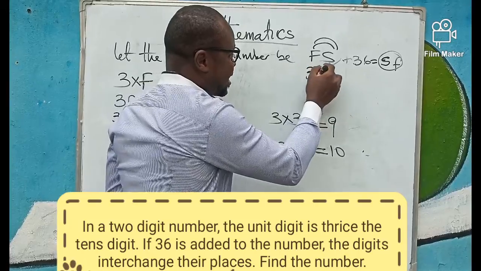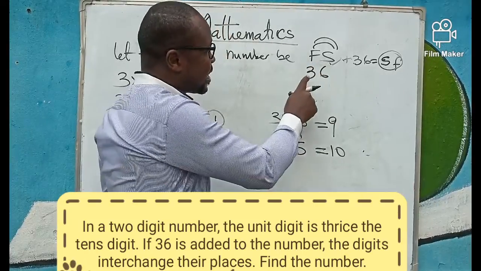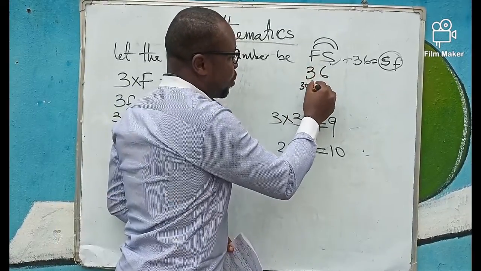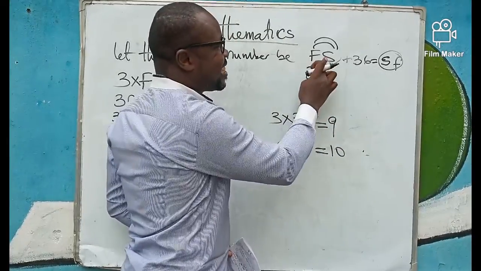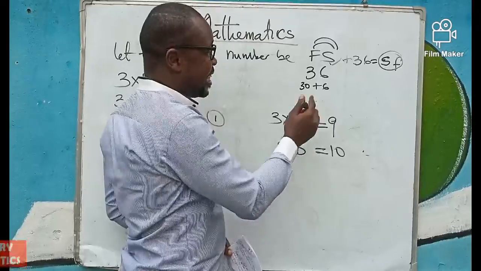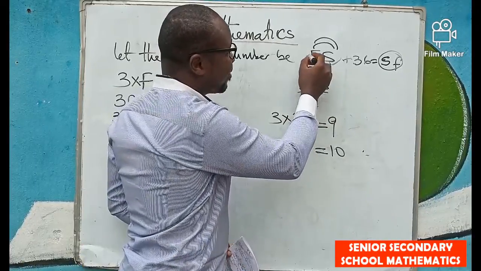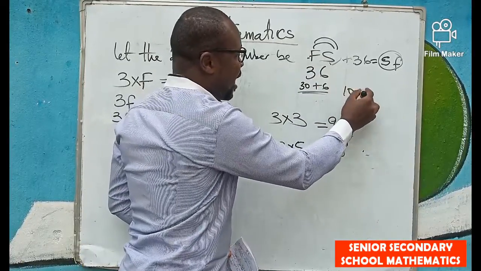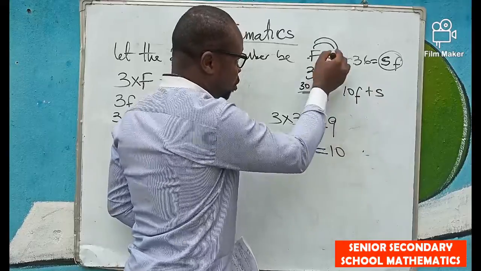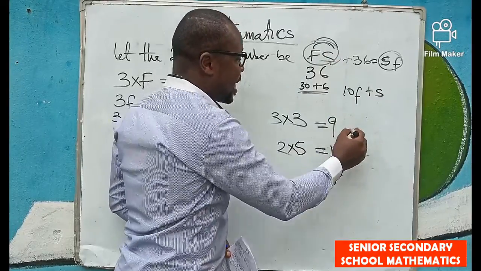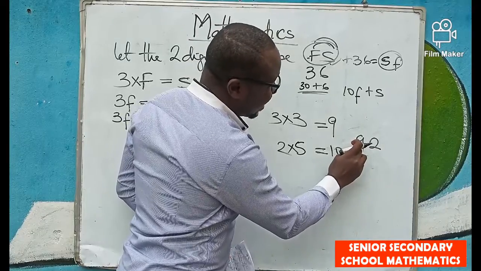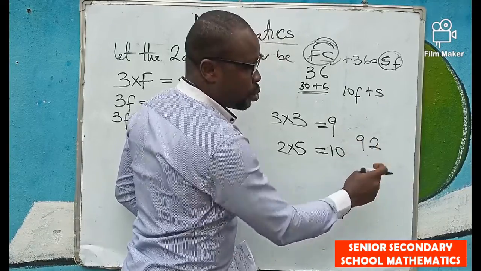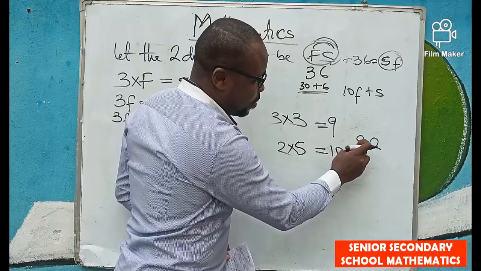If I write 36 for you, 36 actually means 30 plus 6, not 3 plus 6. People will make the mistake of analyzing this as F plus S. But in the real sense, this means 10 times F, so 10F plus S. That is what this actually means. If somebody writes 92, this means 9 times 10 plus 2.